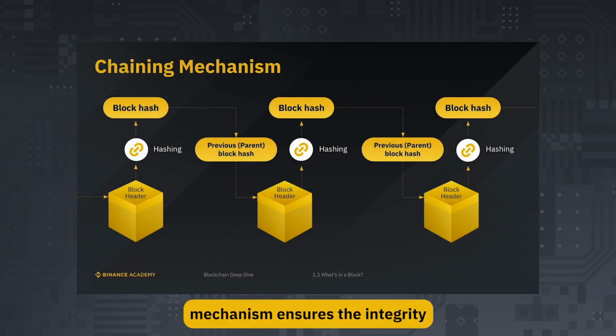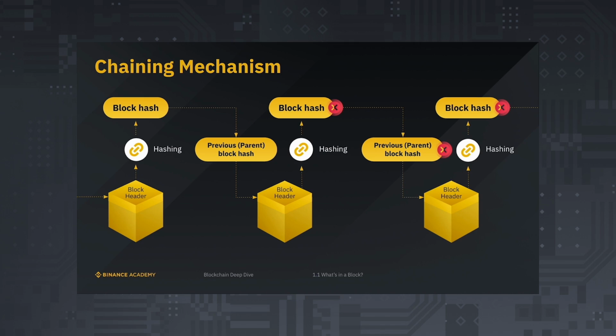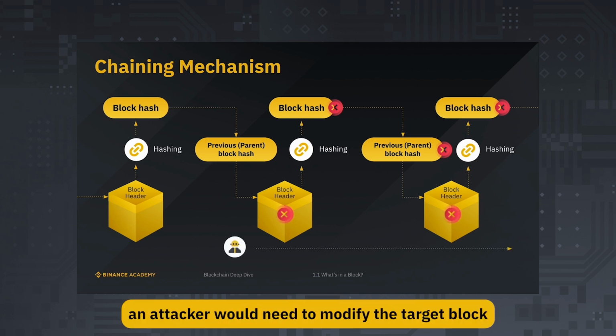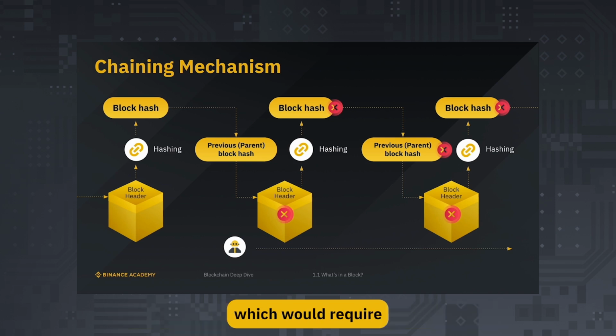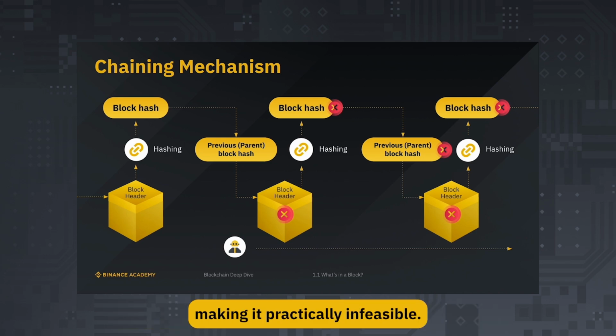This chaining mechanism ensures the integrity and security of the blockchain, as altering the contents of a single block would change its hash, which would invalidate the previous block hash references in all subsequent blocks. To tamper with a blockchain, an attacker would need to modify the target block and then remine all subsequent blocks in the chain, which would require substantial computational power and immense cost, making it practically infeasible.